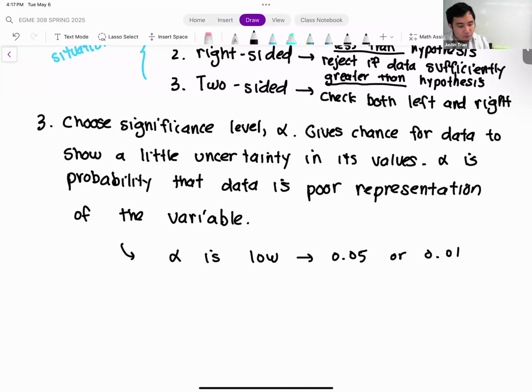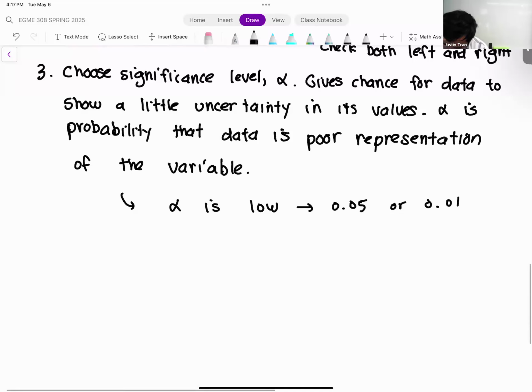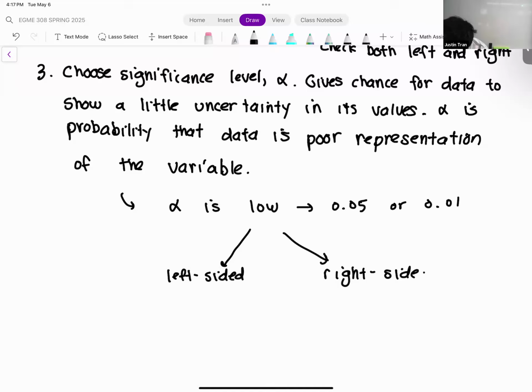And then based on your value of alpha here, that's going to tell you how to compute something called your f of z value. And exactly what you compute is going to depend on whether you have a left-sided alternative or a right-sided alternative. So for a left-sided alternative, you're going to compute this quantity called f of z.